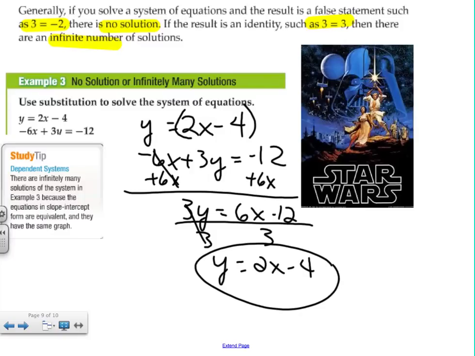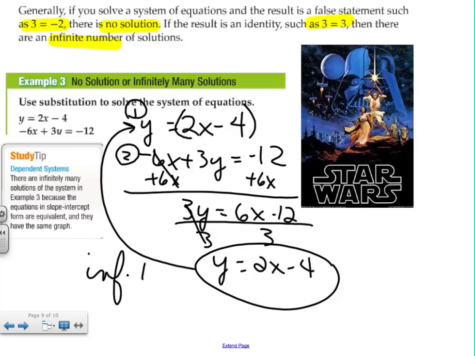Well, doesn't that mean that this is exactly the same as our first equation, second equation? Yes, so these are exactly the same. These will graph exactly the same way. So therefore, there's an infinite number of solutions because they're going to graph right on top of each other.